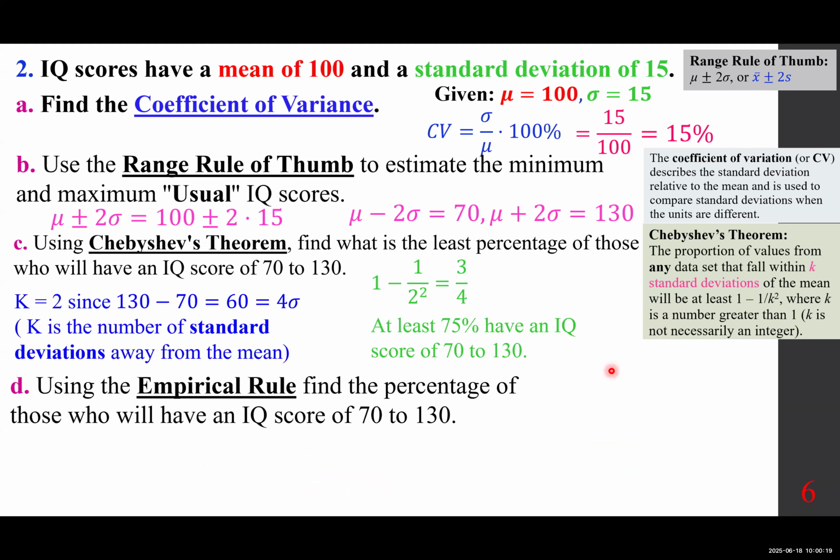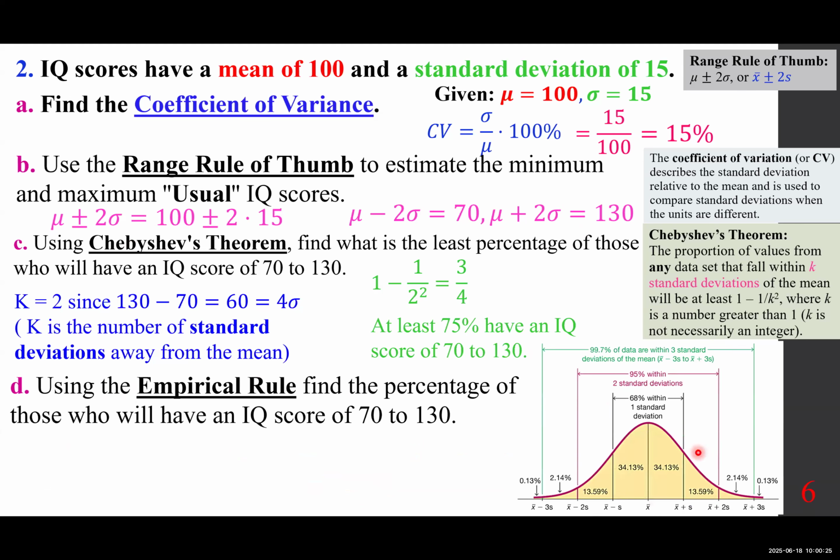If we know it's symmetric with respect to the mean and it's bell-shaped, also known as normal distribution, then starting from the mean, go 1 standard deviation plus and minus on each side, you get roughly about 68%. If you go 2 standard deviations on each side, you get about 95%. And if you go 3 standard deviations on each side, you get almost 100%. It's 99.7%.